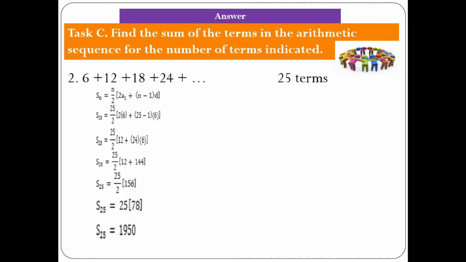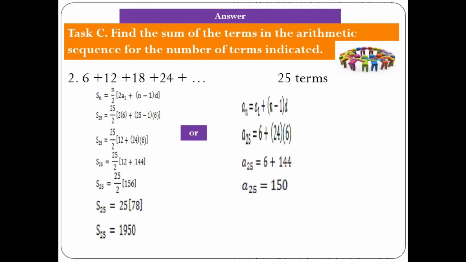Or if we want to use the other formula, we still need to get the last term, which is the 25th term. To be able to get the 25th term, we will use the formula A sub n is equal to the first term plus the quantity of n minus 1 times the common difference, wherein the first term is 6 and the common difference is 6. So we have 6 plus 24 times 6 is equal to 6 plus 144, which is equal to 150. Therefore, the 25th term of the given sequence is 150.